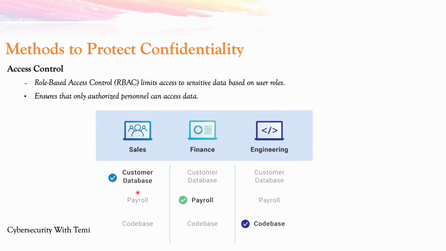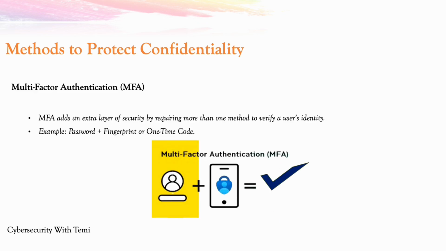Look at this example. Salespeople have access to the customer database. Finance people have access to only the payroll, which is what concerns them. And engineering people have access to only the code base, which is what is relevant to them. By this, we will be able to prevent unauthorized access to sensitive information. Now let's talk about multi-factor authentication.